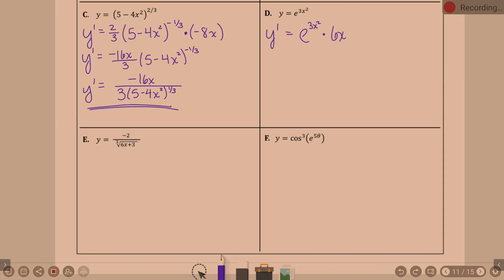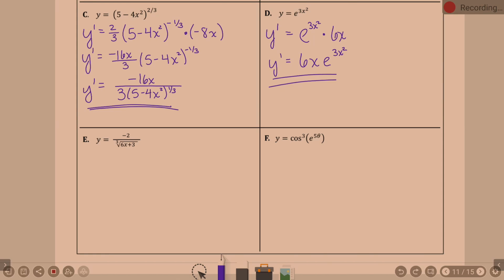Okay. I would suggest rewriting this as 6x e to the 3x squared, which is the most common way to write that. Not that the 6x can't be out back. Are we okay with that one? Yeah.